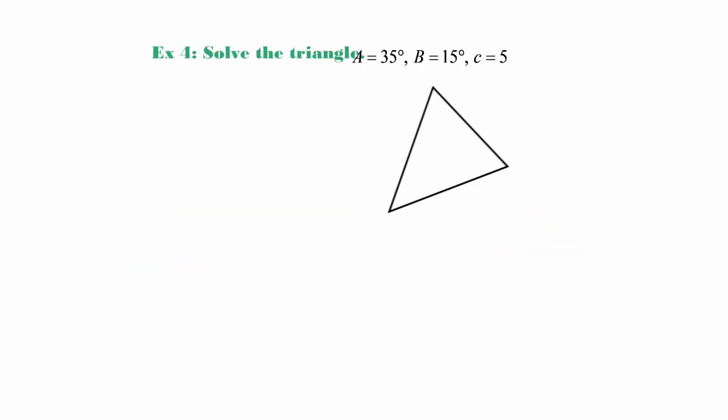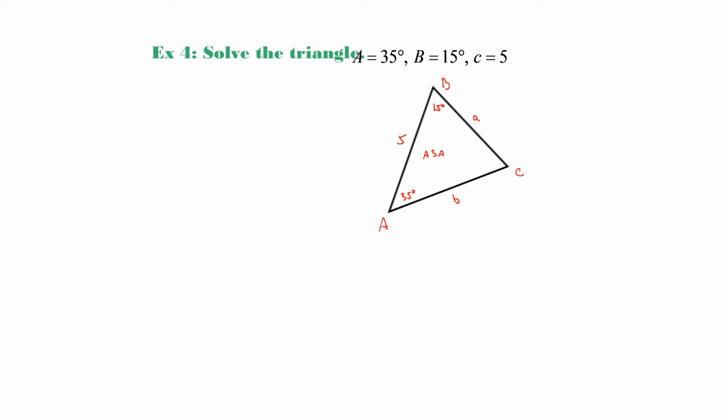All right, example 4, solve the triangle. Once again, setting it up in terms of angles A, B, and C. So we know angle A is 35 degrees, angle B is 15 degrees, and side C is 5. So this is an example of angle, side, angle. So it's the other example that we had in our case 1. So these are the two possibilities that you can have. We don't have side A, and we don't have side B.